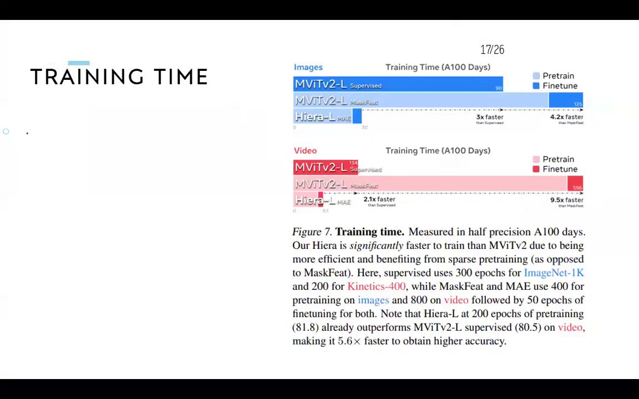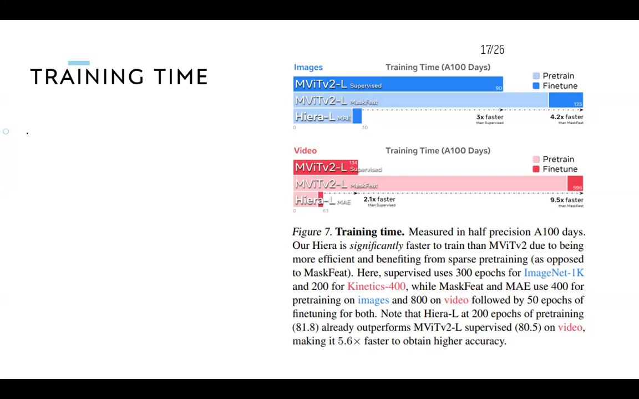So the training time, as you can see over here, Hiera was much, much faster to train than MViTv2 or MViTv2 with MaskFeat. All of these are built on the same base version. The topmost one over here was supervised. The middle one had MaskFeat on it, whereas Hiera had masked autoencoding. And as you can see, for both images and videos, it was much faster.